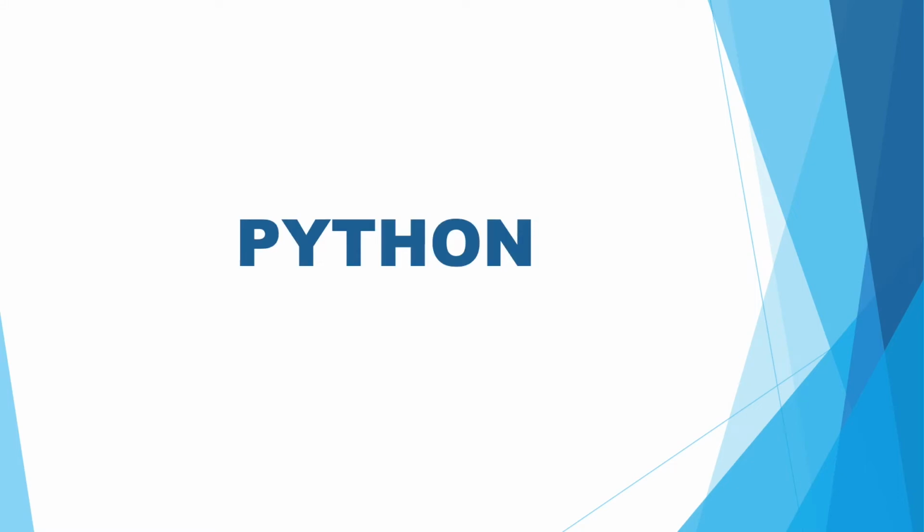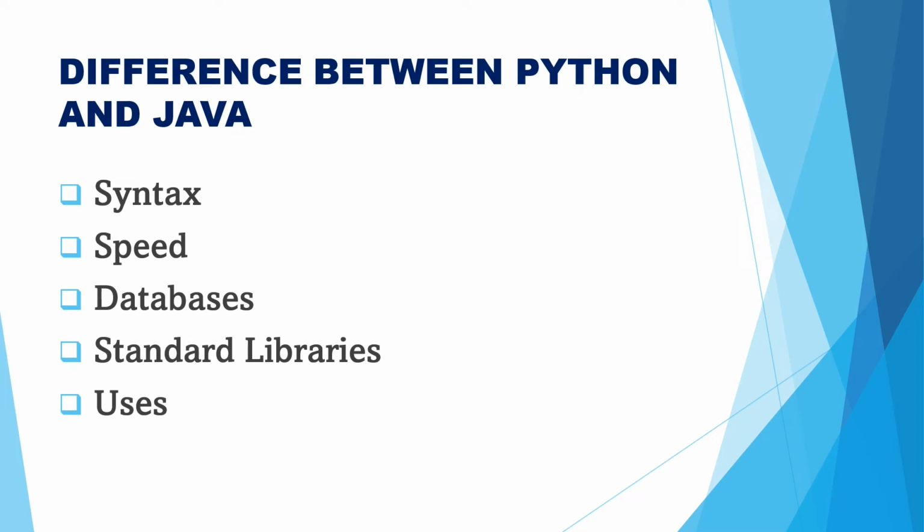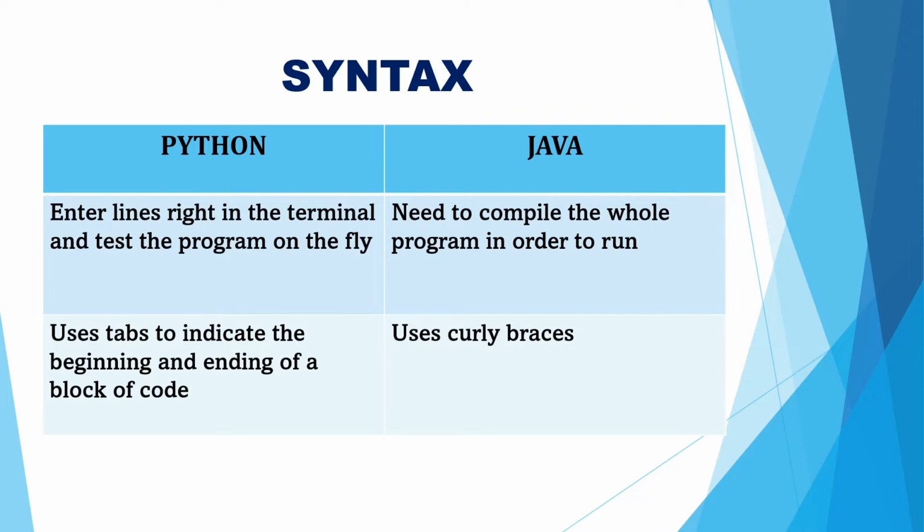Today we are going to discuss the difference between Python and Java. First we will see how the syntax differs between Python and Java. The syntax of Python is more concise than Java, which makes getting started with Python easier. You can enter lines right in the terminal and test the programs on the fly, which is quick and easy in case of Python, whereas Java needs to compile the whole program in order to run.